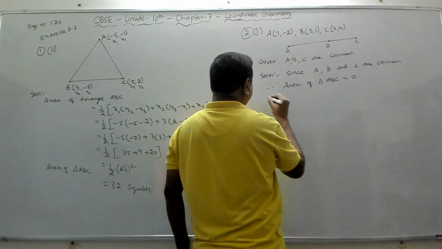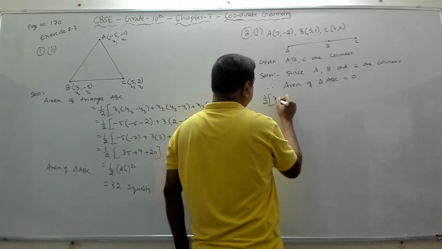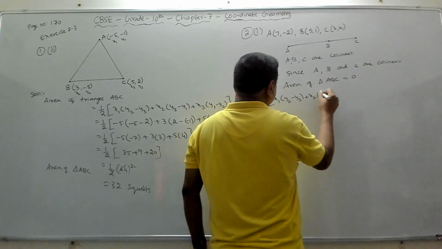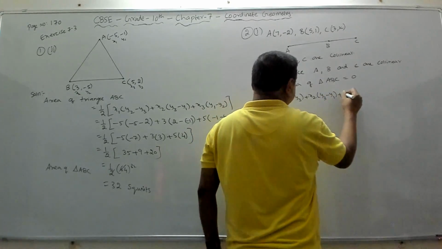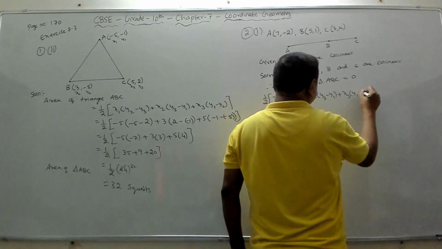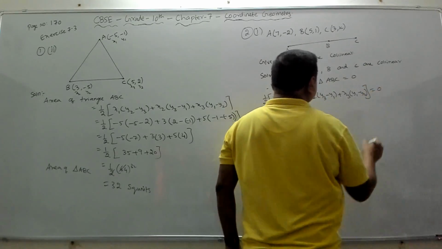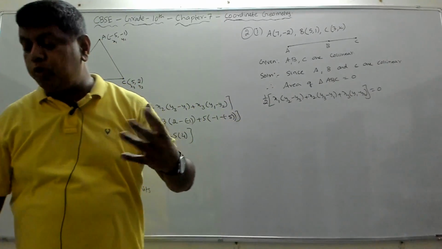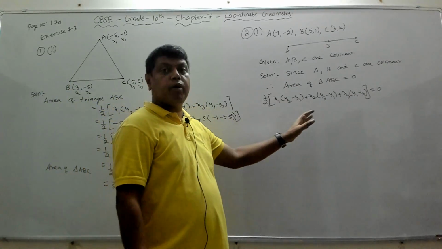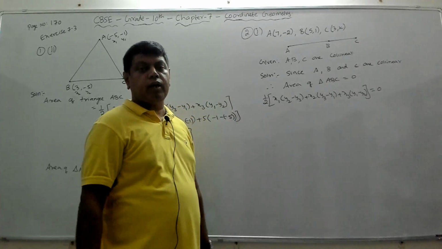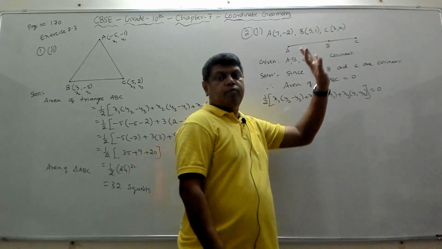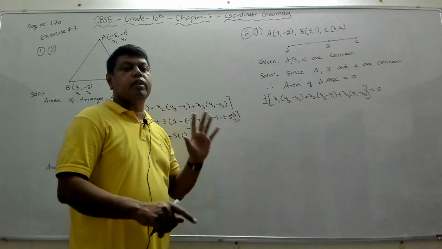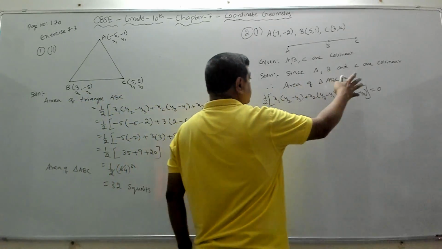So what is the area of the triangle formula? That is half of x1 into y2 minus y3 plus x2 into y3 minus y1 plus x3 into y1 minus y2. That is equal to 0. Why is the area of the triangle equal to 0? Because they have given that the points are collinear. They are not asking you to prove that the points are collinear. If they ask you to prove that, then we must show the area of the triangle is 0. In that case, they would have given a value for K. Here the question says the points are collinear and we are finding the value of K. Since the points are collinear, the area of the triangle is 0.